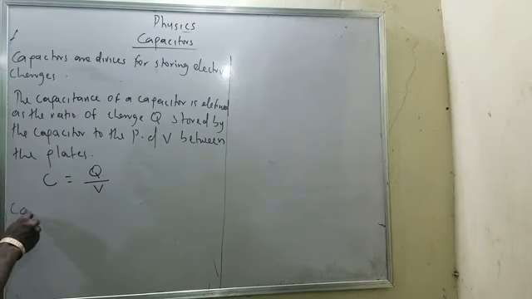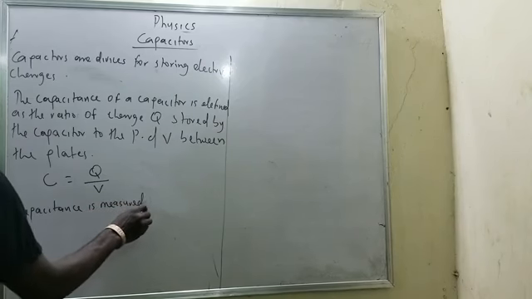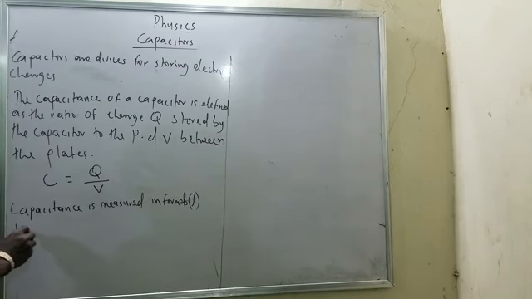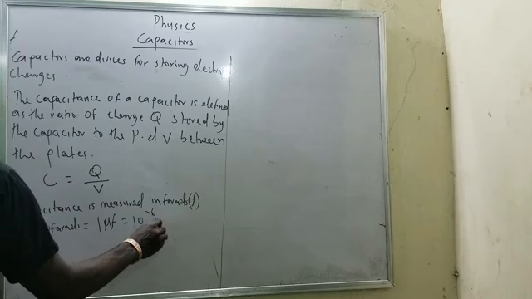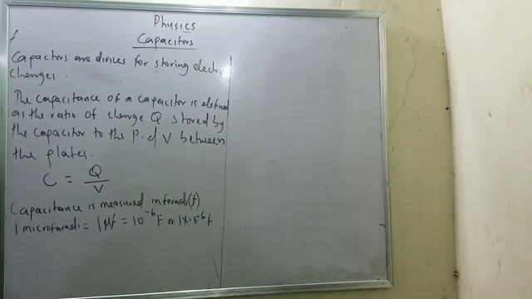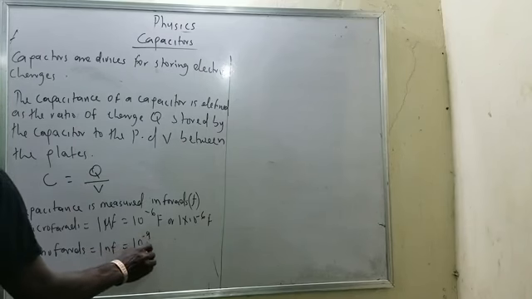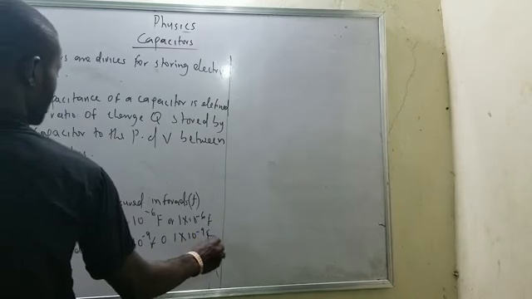Now, capacitance is measured in farad, which is F. 1 microfarad equals 10 raised to the power minus 6 farad, or 1 times 10 raised to the power minus 6 farad, anyhow you call it. Now, we have 1 nanofarad, which is 10 raised to the power minus 9 farad, or we can also call it 1 multiplied by 10 raised to the power minus 9 farad, anyhow you want it.